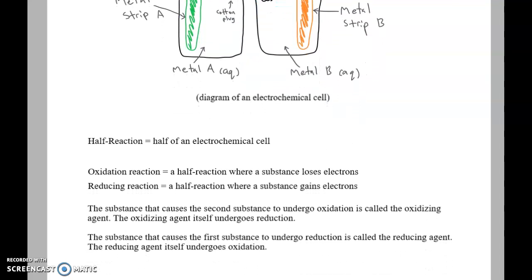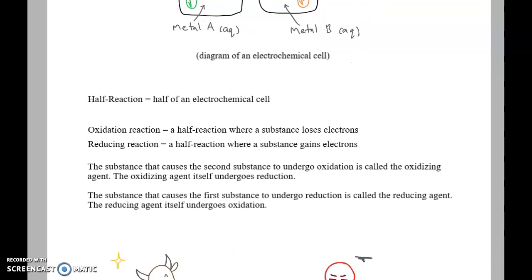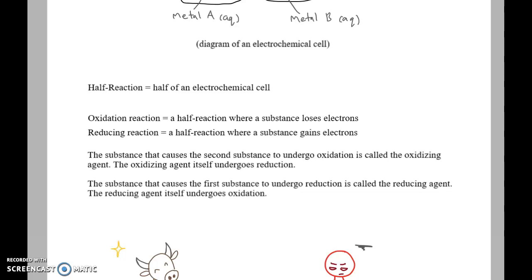There are two types of half reactions. There's an oxidation reaction, which is the half reaction where a substance loses electrons. And then you have the reduction reaction, which is a half reaction where a substance gains electrons.